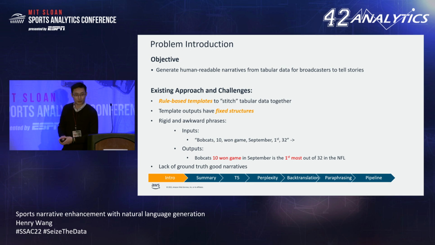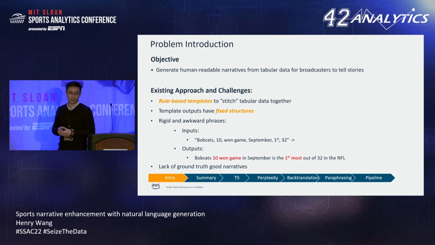Yeah, so for the problem introduction, in a nutshell, what we want to achieve with this project is that we want to generate a human-readable narrative from tabular data for broadcasters to convey these messages to the audience. So when certain events happen during the game and when these milestone events happened, the broadcasters definitely want to capture those and be able to tell them to the audience in a very short amount of time. What's happening right now is because there's so much data out there that it's very hard for human brains to grasp how to make sense of all the stats available.